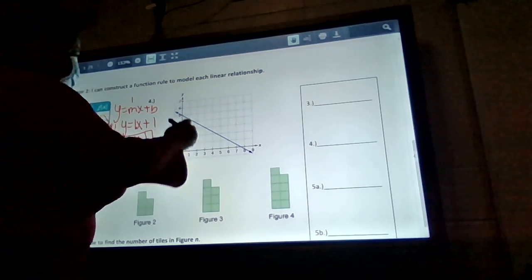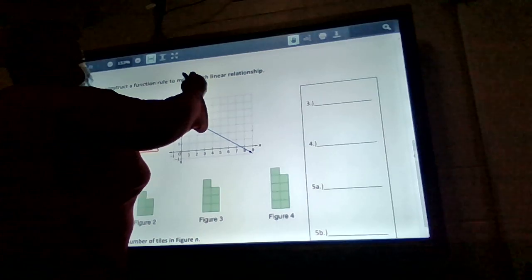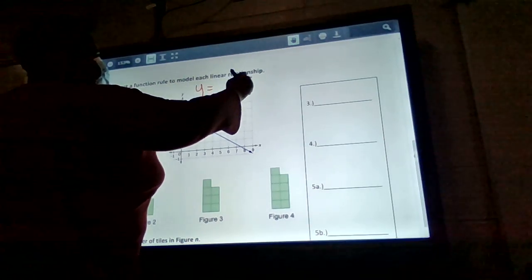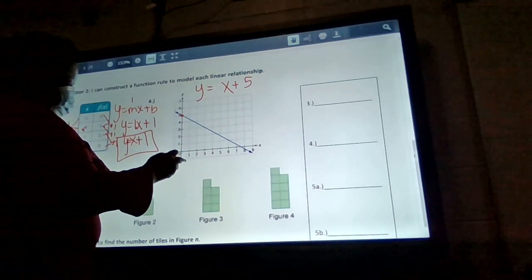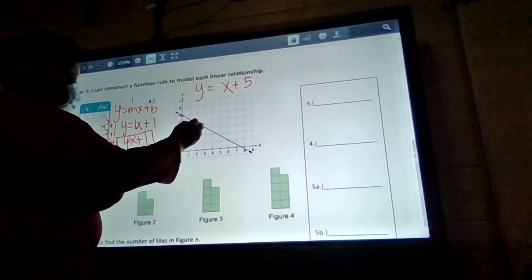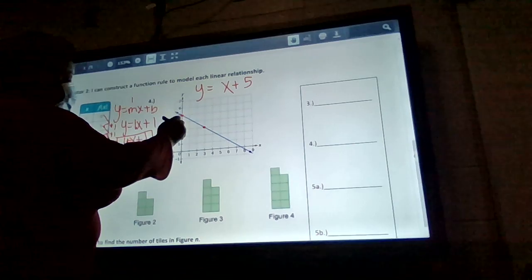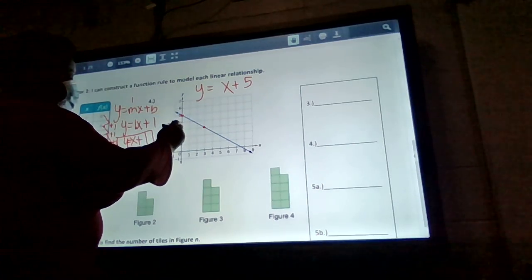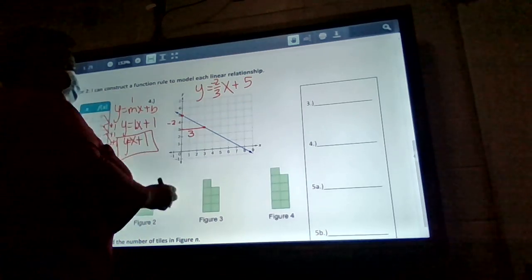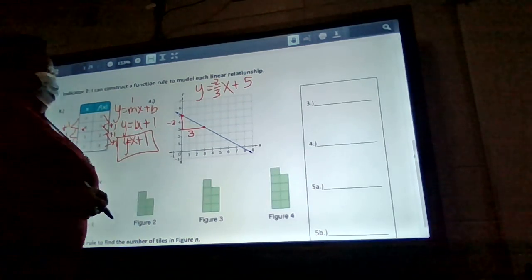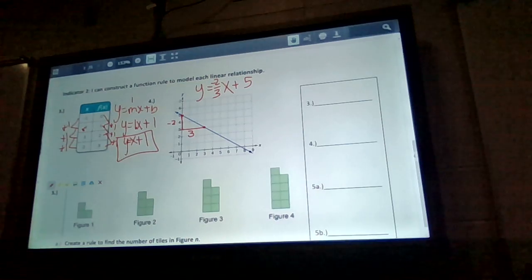Okay, here my y-intercept is 5. So let's see what my slope is. Go from here to here. I'm going down 2, that's my rise, and over 3. Down 2, over to the right 3. So that's my slope, and that would be my function rule.